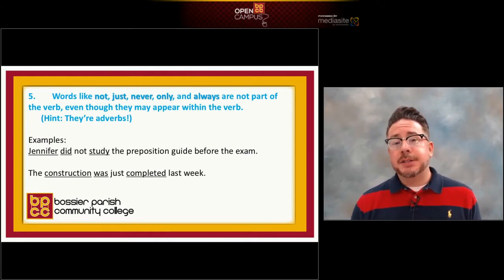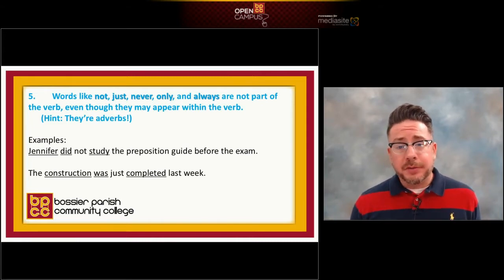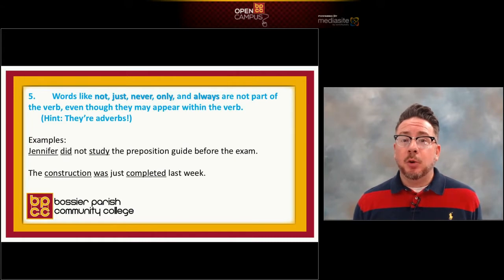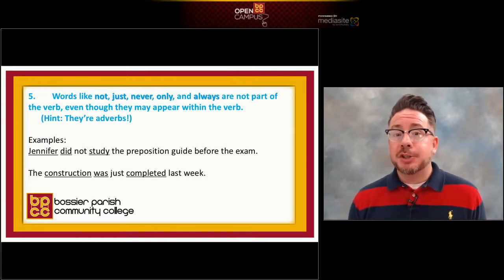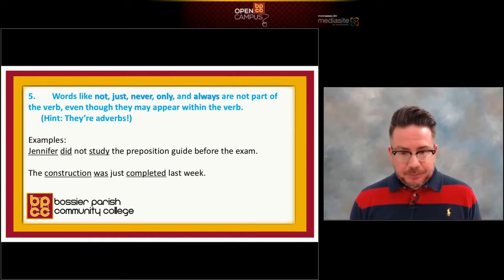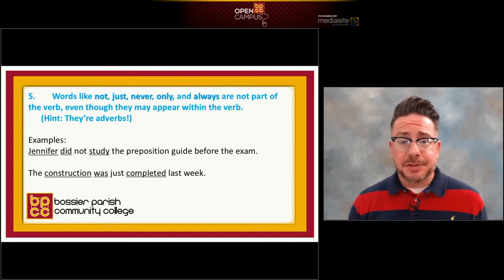Now let's move into rule number 5. Words like not, just, never, only, and always are never part of the verb, even though they may appear within the verb. These words are actually adverbs. Let's look at a couple of examples.